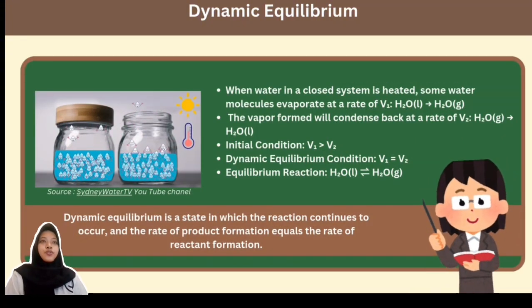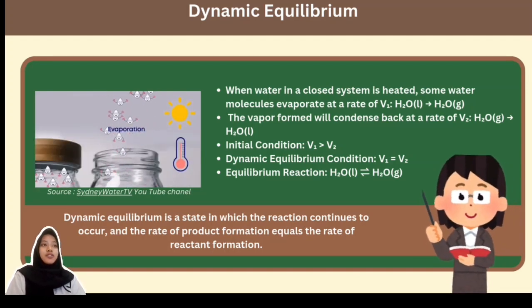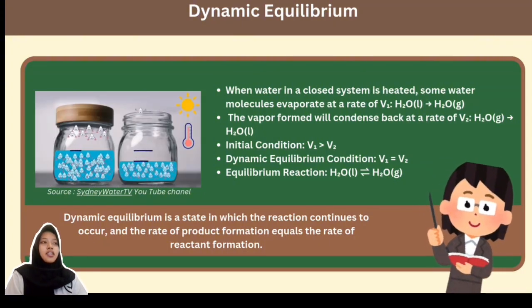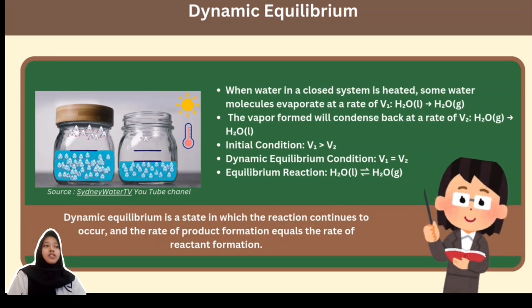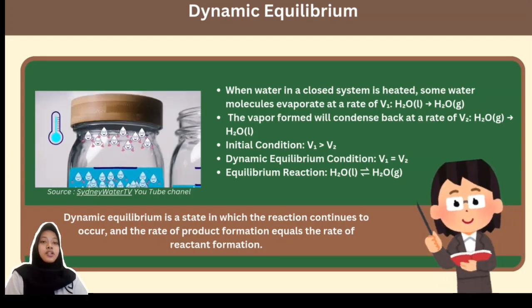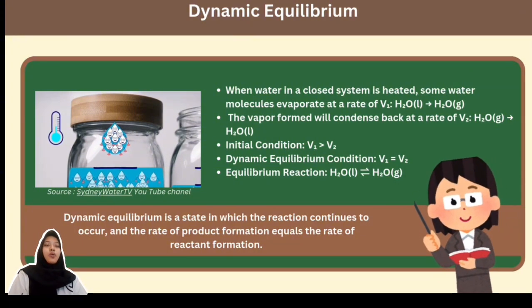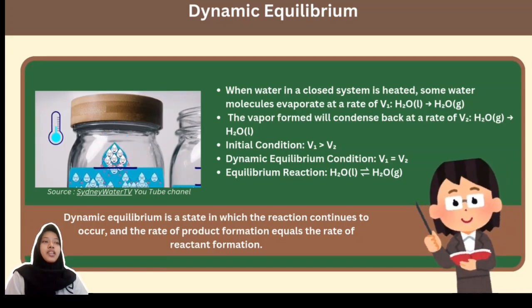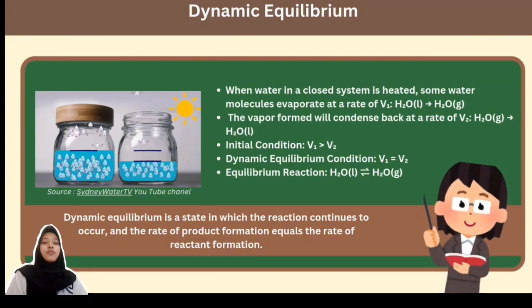Okay, next, to comprehend the concept of dynamic equilibrium, let's consider an illustration using water in two jars. In the slide, we have two jars. One is a closed jar and the other is an open jar. But in dynamic equilibrium, we use the closed jar, or we can call it the closed system. So, when water in a closed system is heated, water molecules begin to evaporate, creating water vapor with a reaction rate we will call V1.